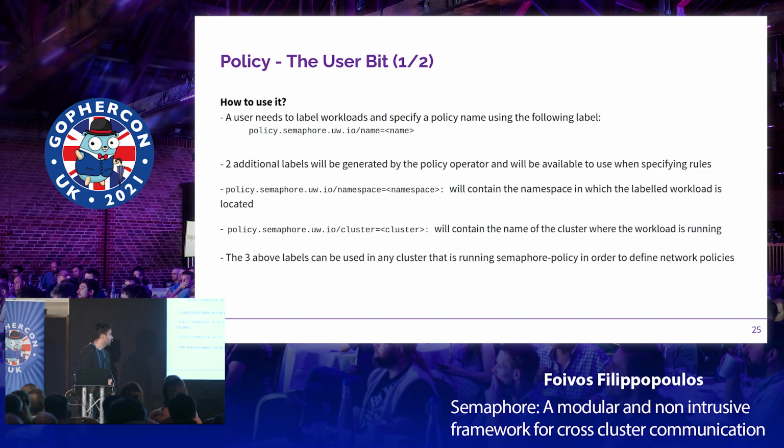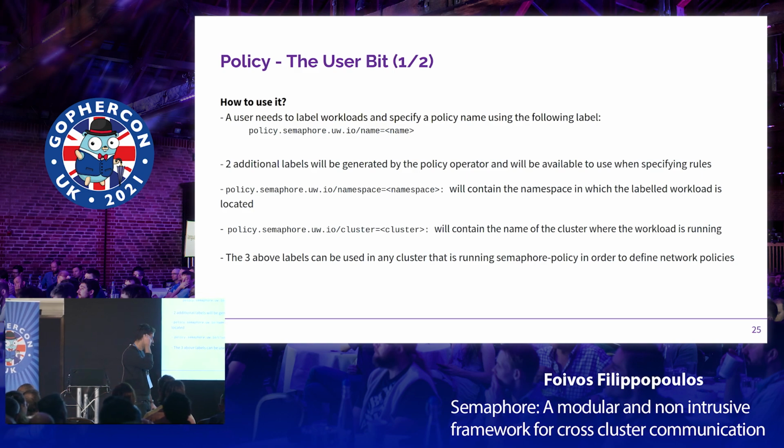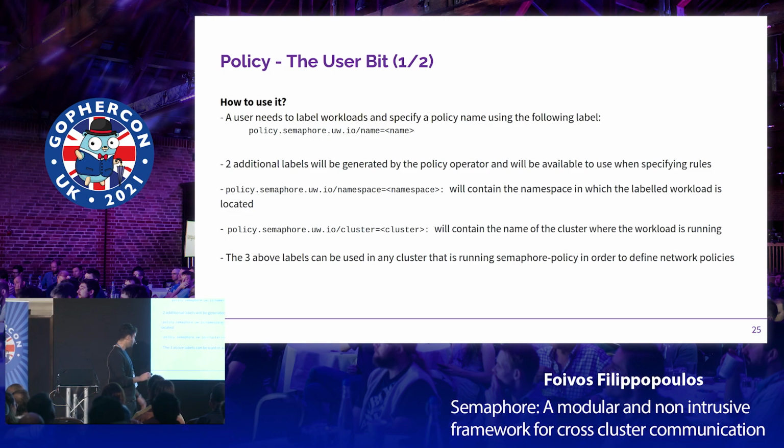Now, from the user perspective, the user has to label his workloads in order to assign policy names. This policy name is going to go on the deployment that is actually going to request access to somewhere. Additionally, the operator is going to make two more labels available. One is going to contain information about namespaces, and the other is going to contain information about the clusters. And all these three labels could potentially be used in network policies in order to limit access.